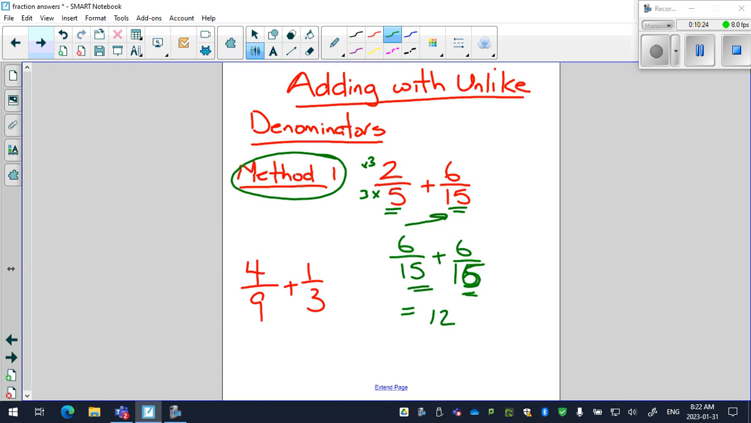We can proceed. We have 12/15. That's our answer, but we are going, like I said, to be reducing. And that will reduce to 4/5.